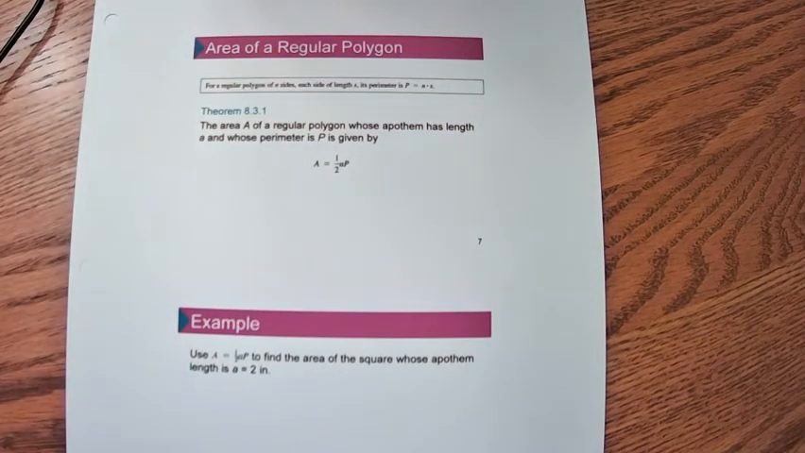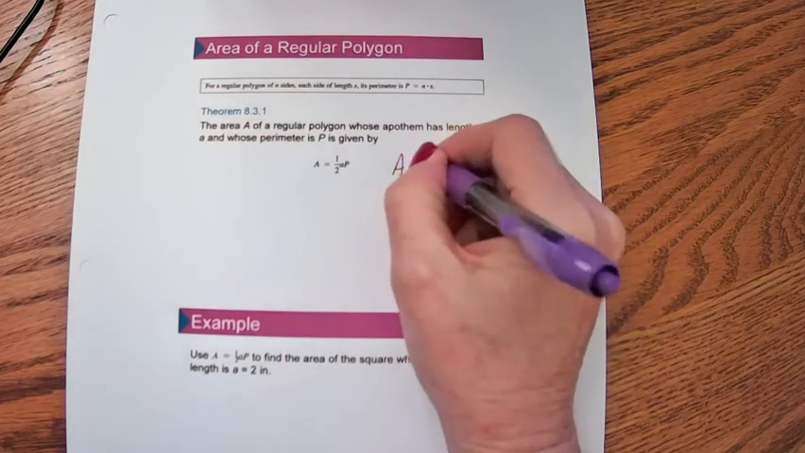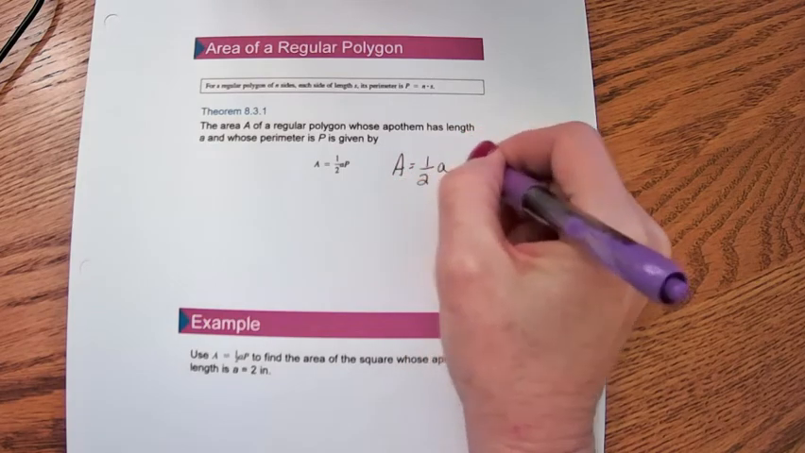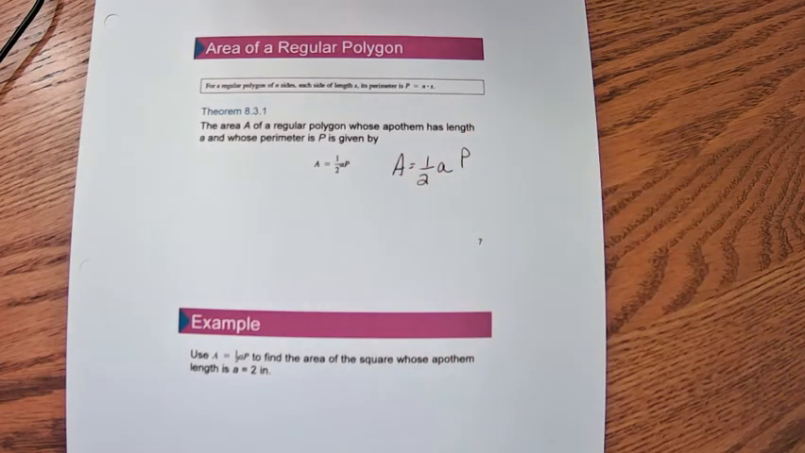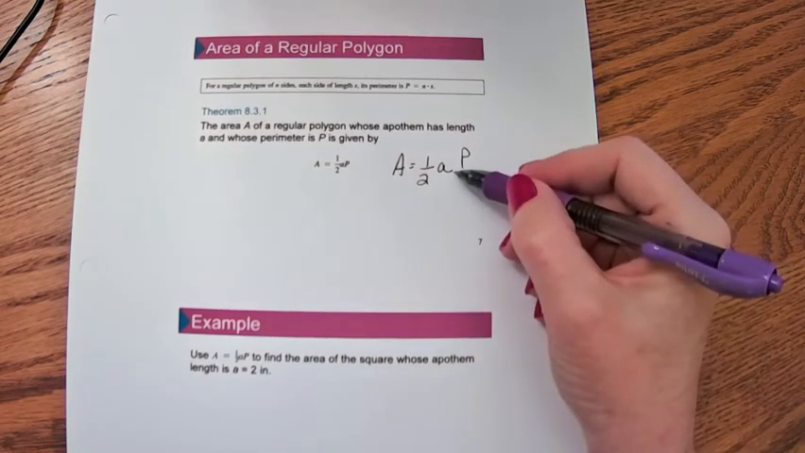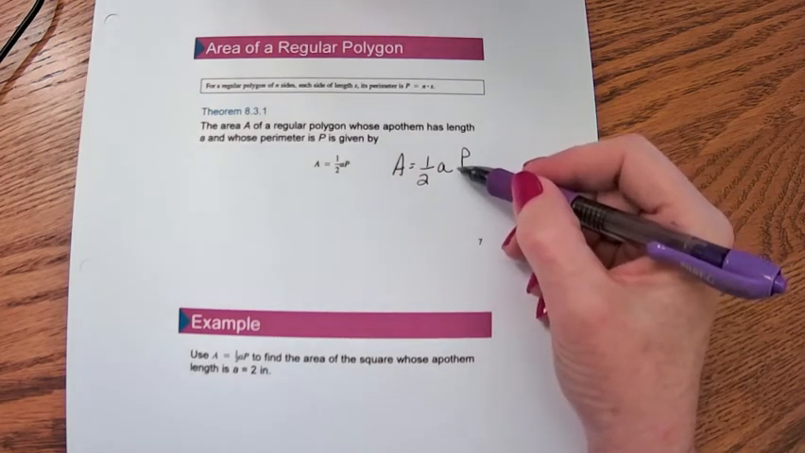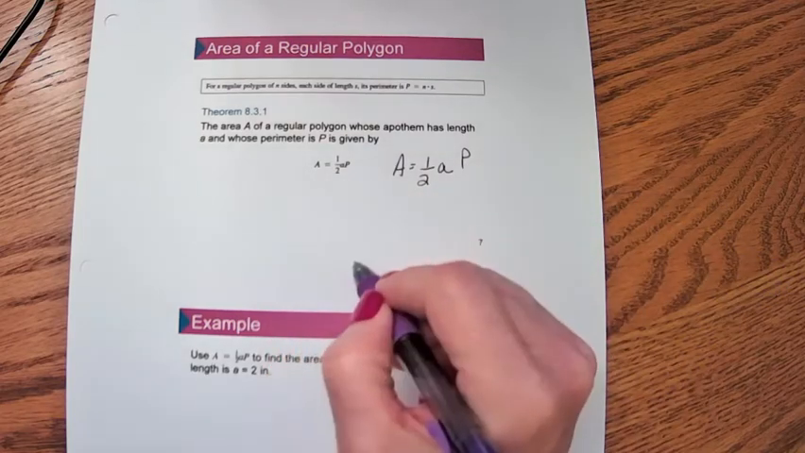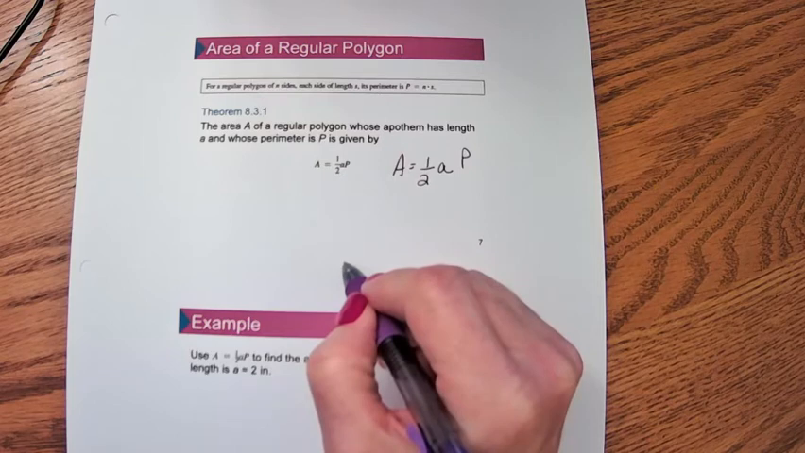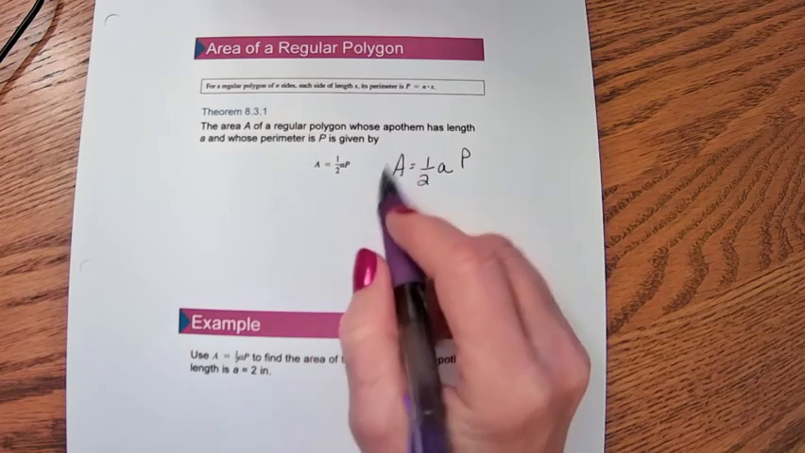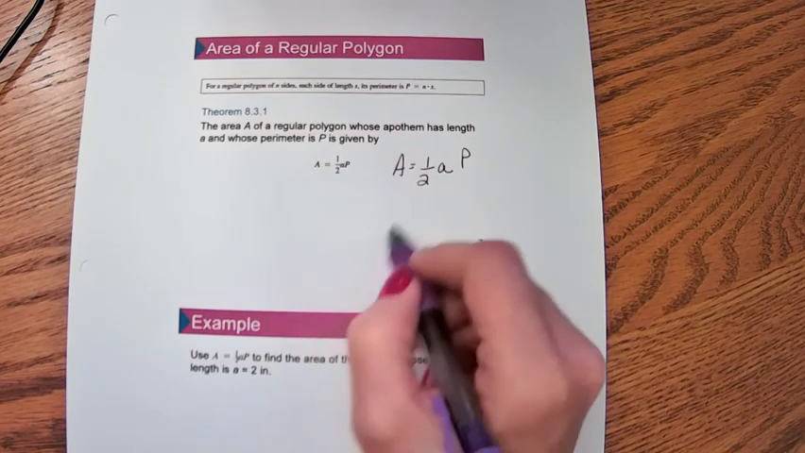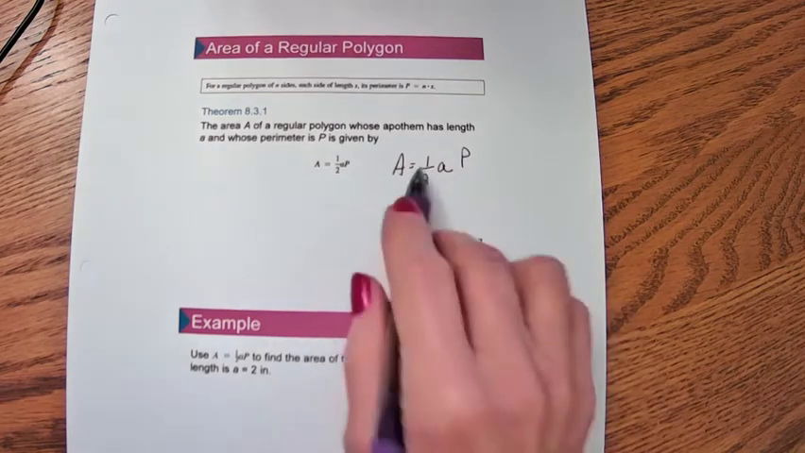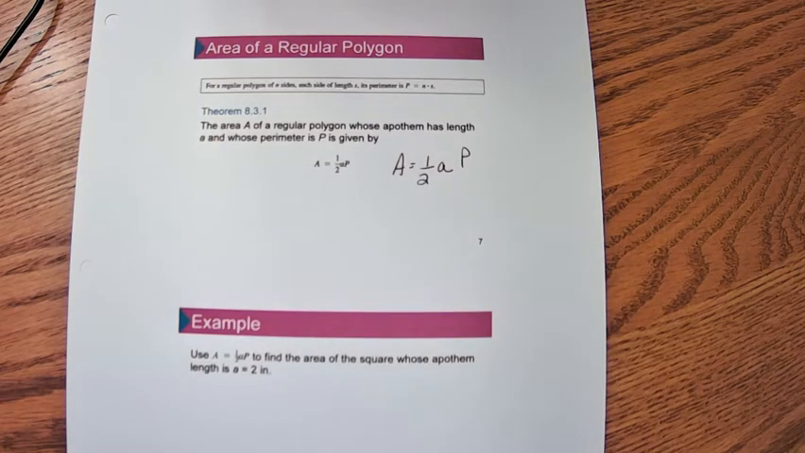But a more general formula, which is good for any regular polygon, is that the area will always equal 1/2 the apothem times the perimeter. The apothem is always the segment from the center perpendicular to the side, and the perimeter is the distance around the outside of the figure. So if it's an 8-sided octagon and one side is 3, it would be 8 times 3 for the perimeter. So this is a very helpful formula here.